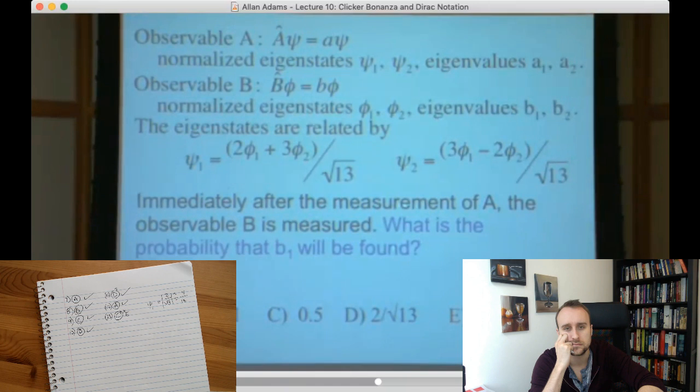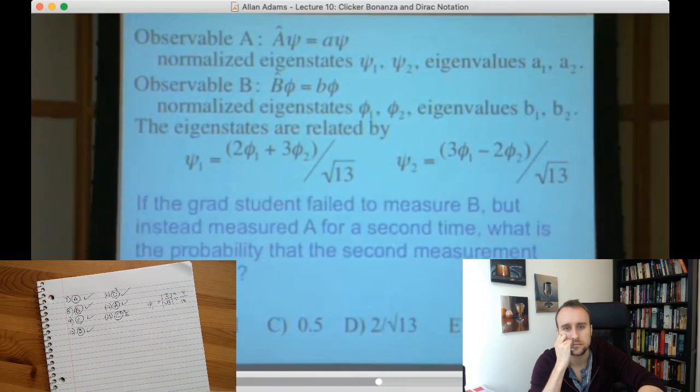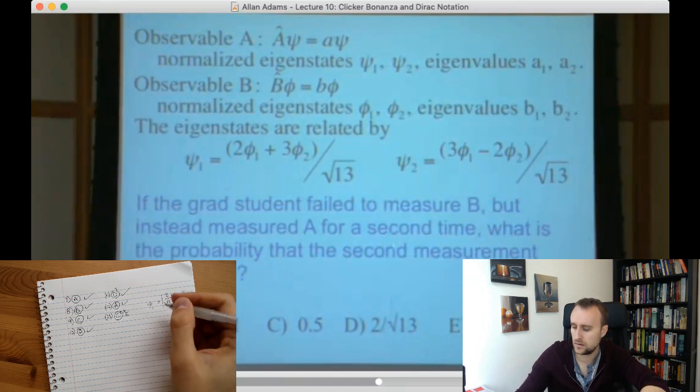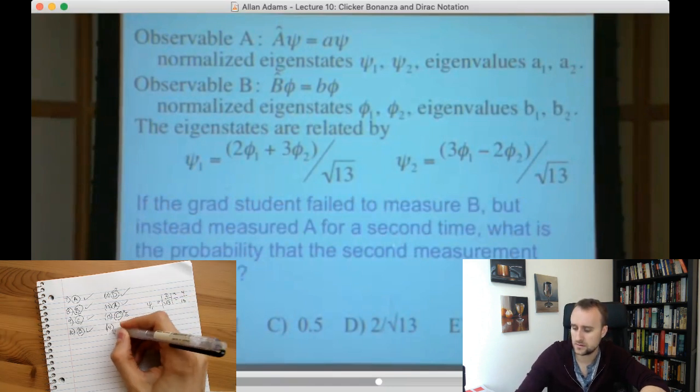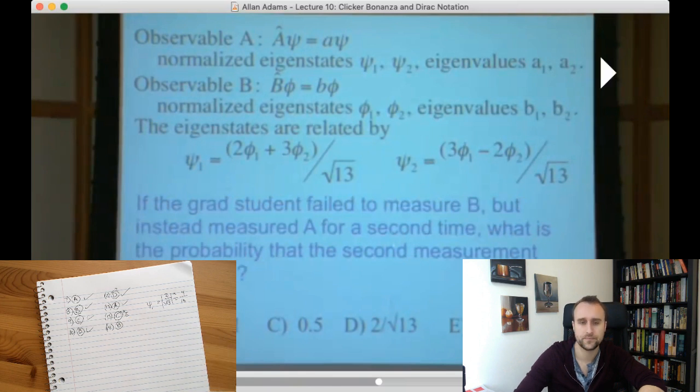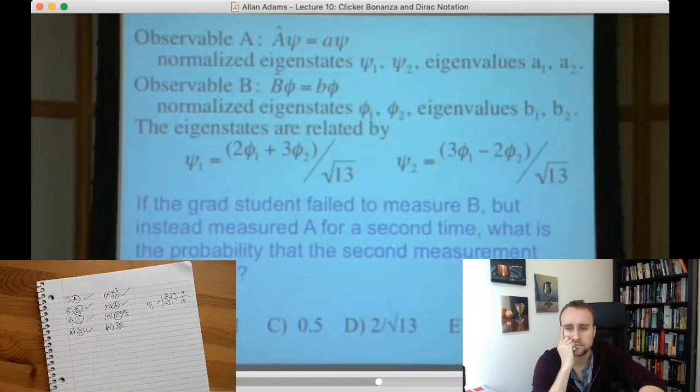Now imagine, on the other hand, that the graduating measurement failed to measure B, but instead measured A for a second time. What is the probability that the second measurement will be A1? Well, this one's E. This one is B1. It was that A. But instead of B, again A, what's the probability that the second measurement will yield A1?